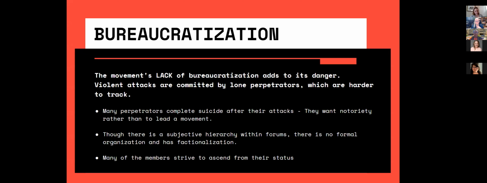Bureaucratization, or lack thereof. The incel movement does not fit into the bureaucratization phase of Blumer's social model, as it lacks formal organization, specifically in that its most centralized communication and exchanges of ideas are done in anonymous online forums. The community, or so-called brothers, are not physically in the same location, and many do not know each other's identities. They are also spread out throughout the world.